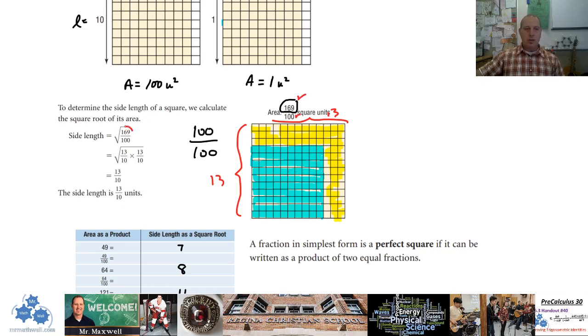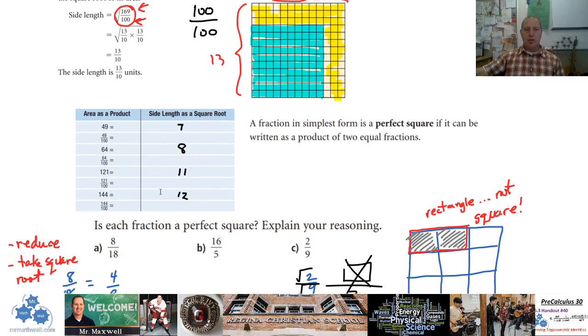And the square root of 169 over 100 is simply, watch this, the square root of the top over the square root of the bottom. You just take the square root of the top and the bottom. So 169 over 100, the square root is 13 over 10. Okay?